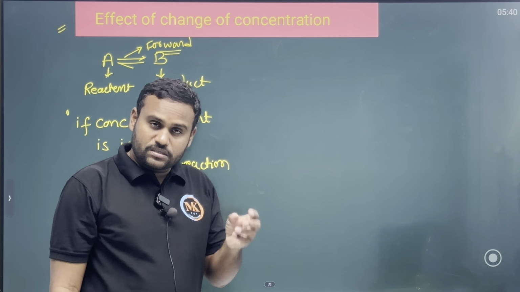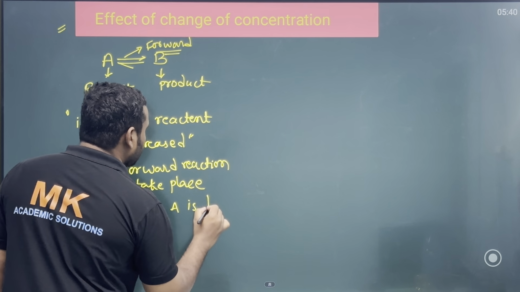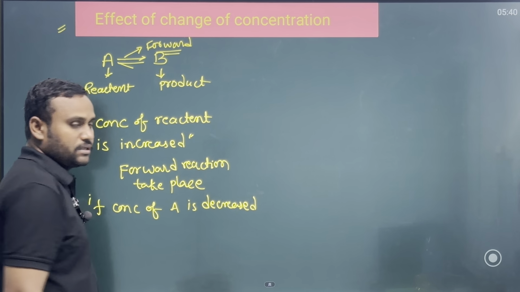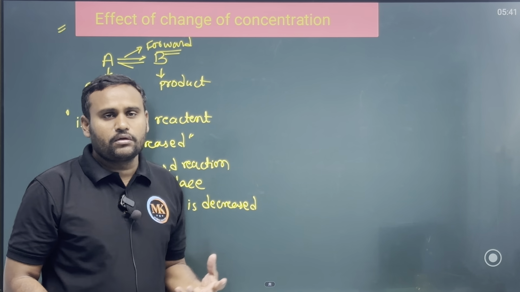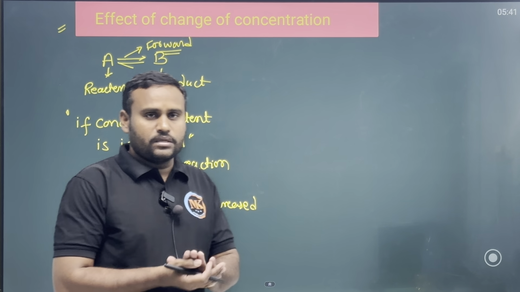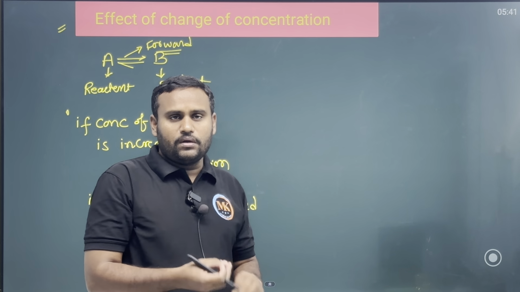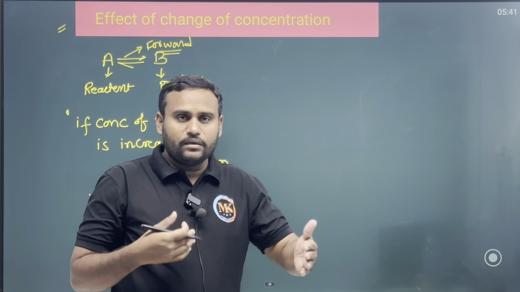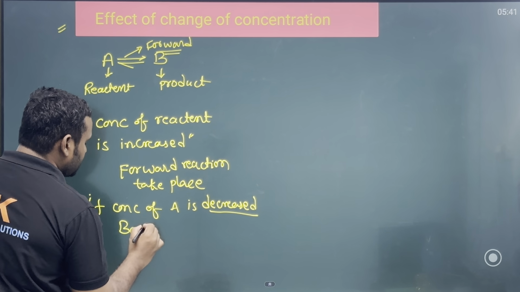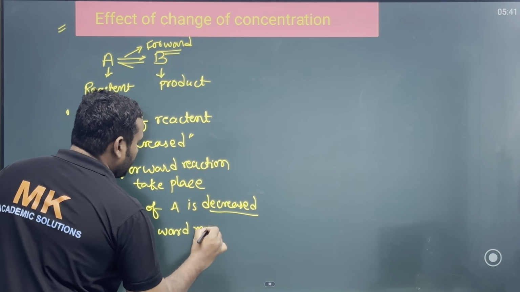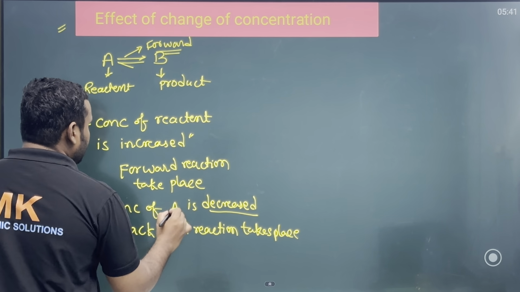And if the concentration of A is decreased, how do we decrease it? Just remove some amount of A at equilibrium, so automatically the concentration of A decreases. Then the concentration of A is less when compared to the equilibrium state. So the product again starts converting into reactant and attains equilibrium again, which means if the concentration of A is decreased, the backward reaction takes place. Okay.